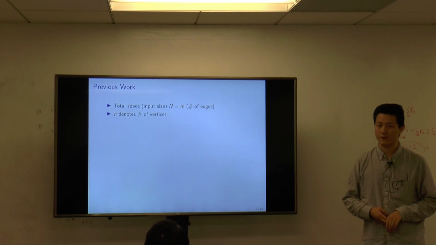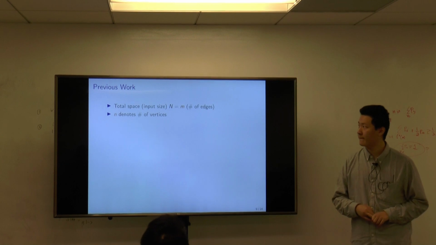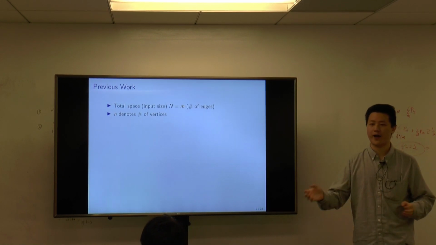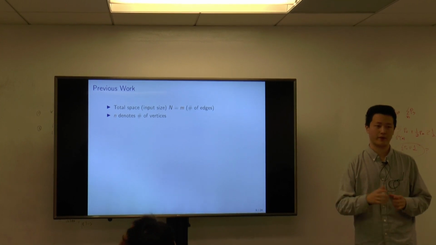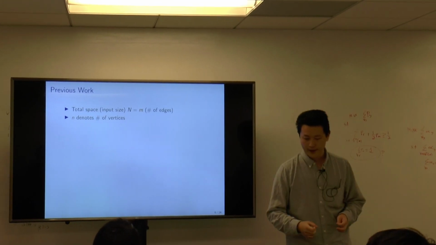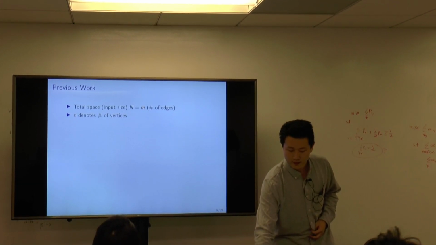So there are several previous works that study this problem. Just remember, in all the cases, the total space is just the number of edges. So the total space available is just linear in the input data. And we use this small n to denote the number of vertices.